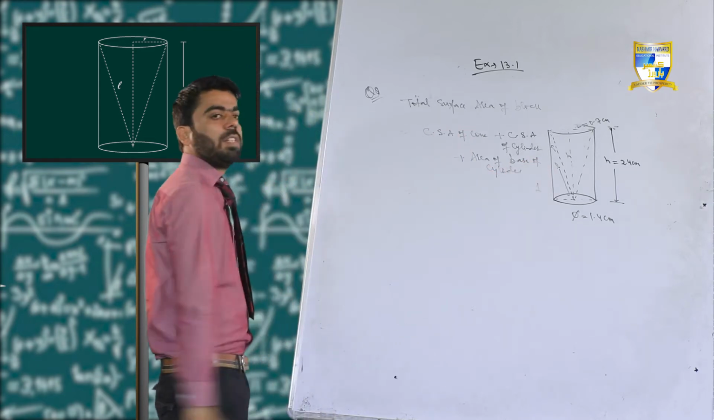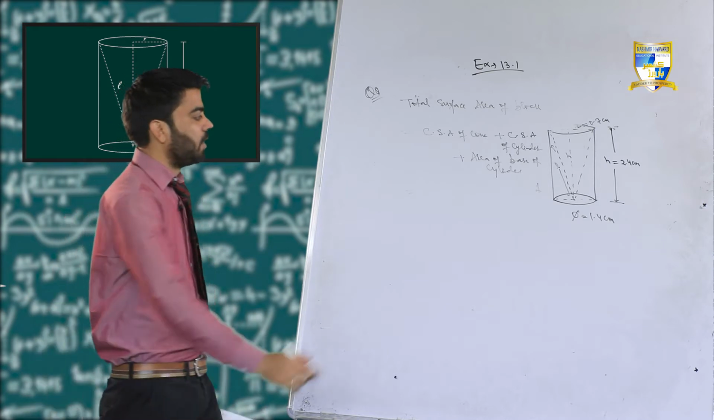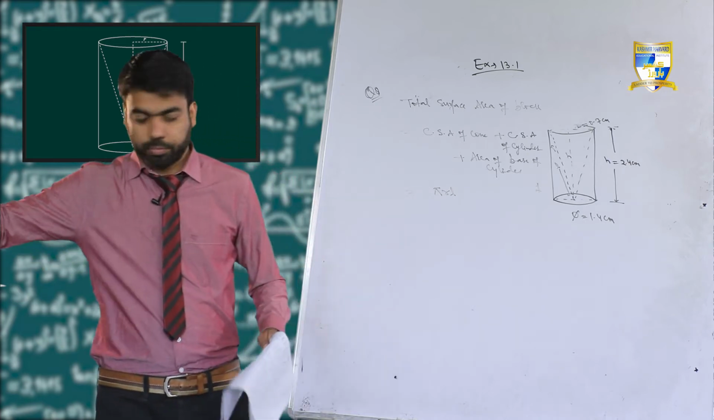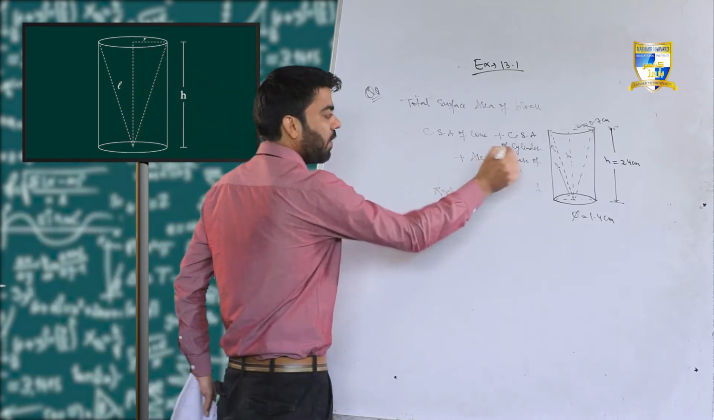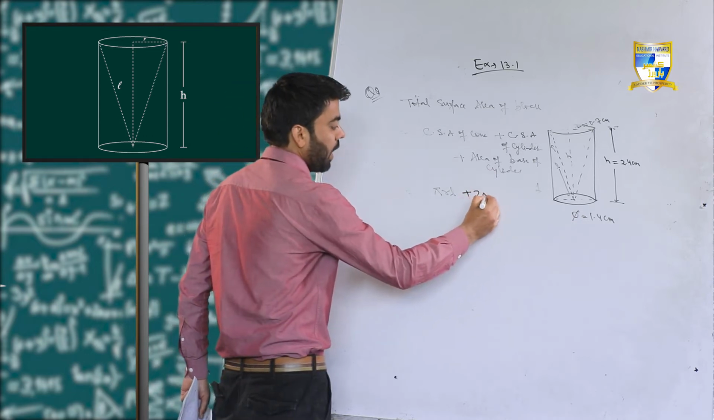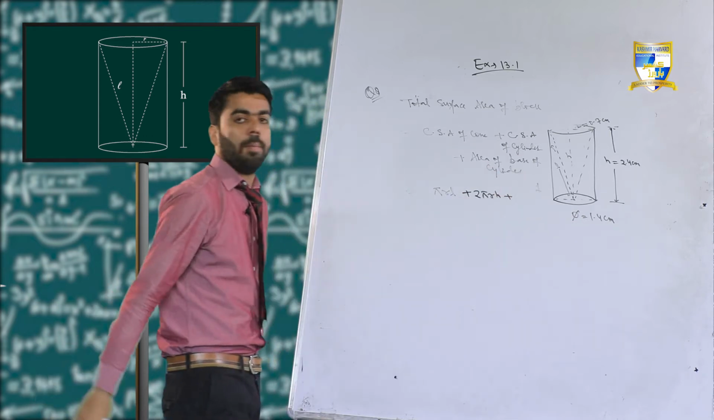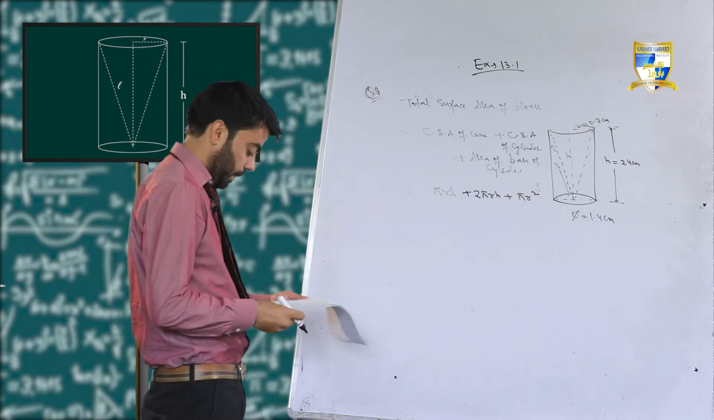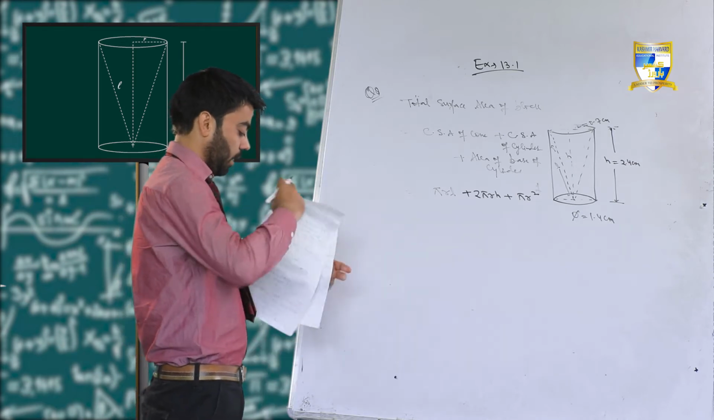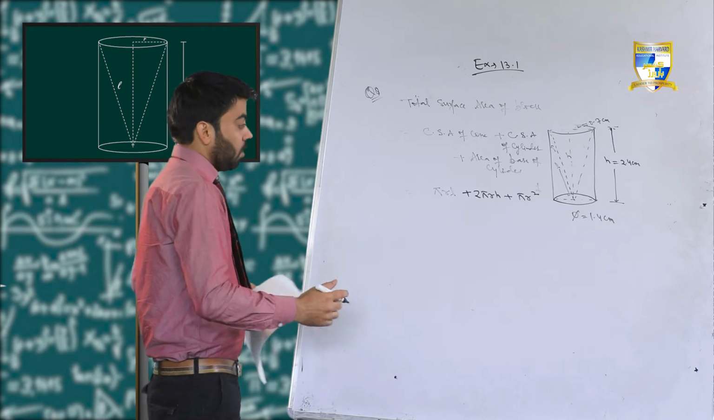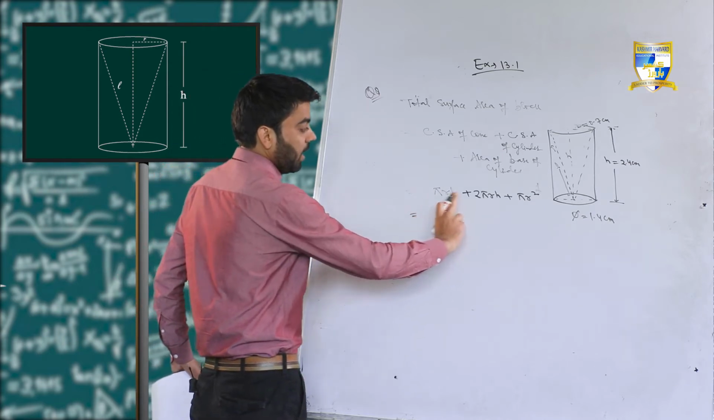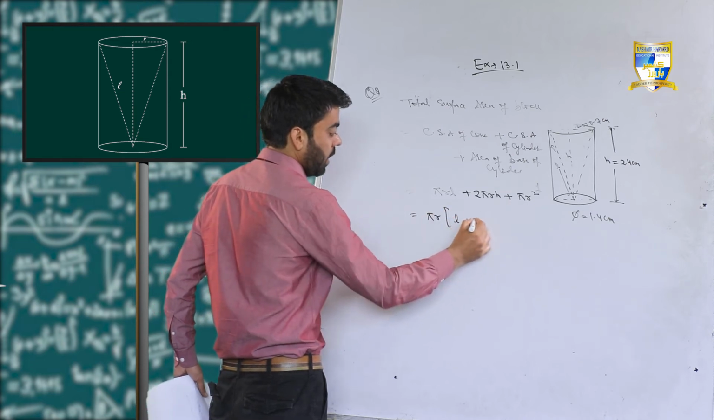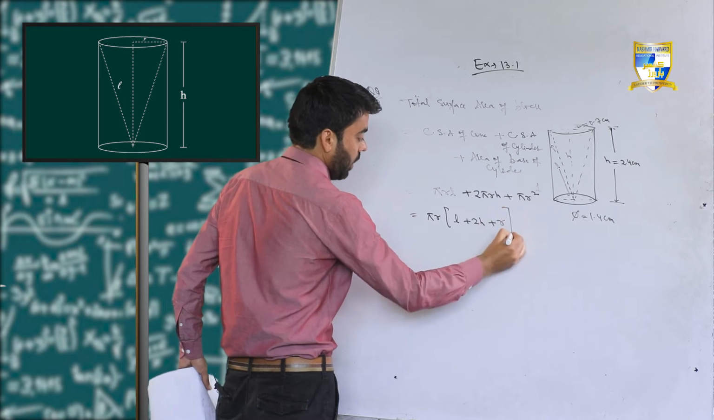The curved surface area of the cone is pi r l, plus the curved surface area of the cylinder, that is 2 pi r h, and the area of the base of the cylinder, that is pi r square. Clear? So we can take pi r common: pi r into l, plus 2h, plus r.